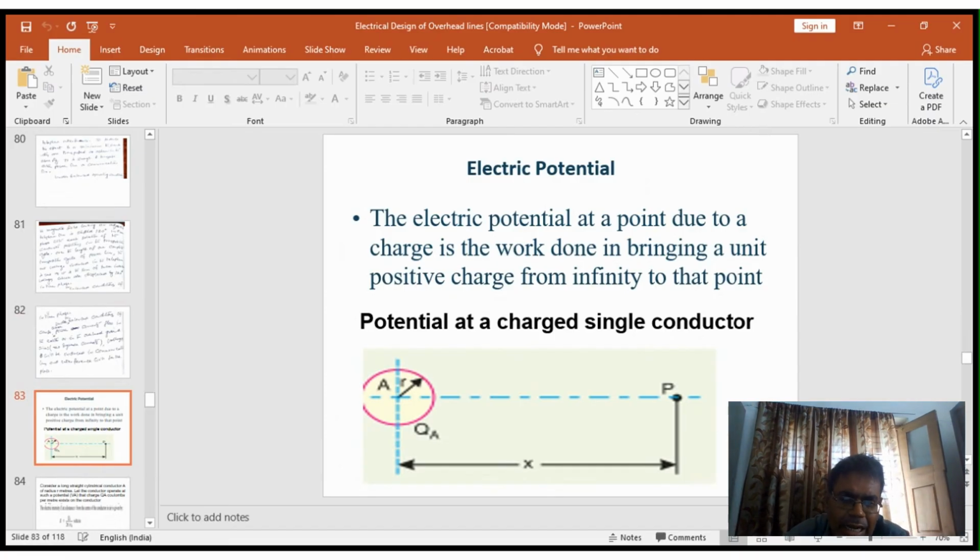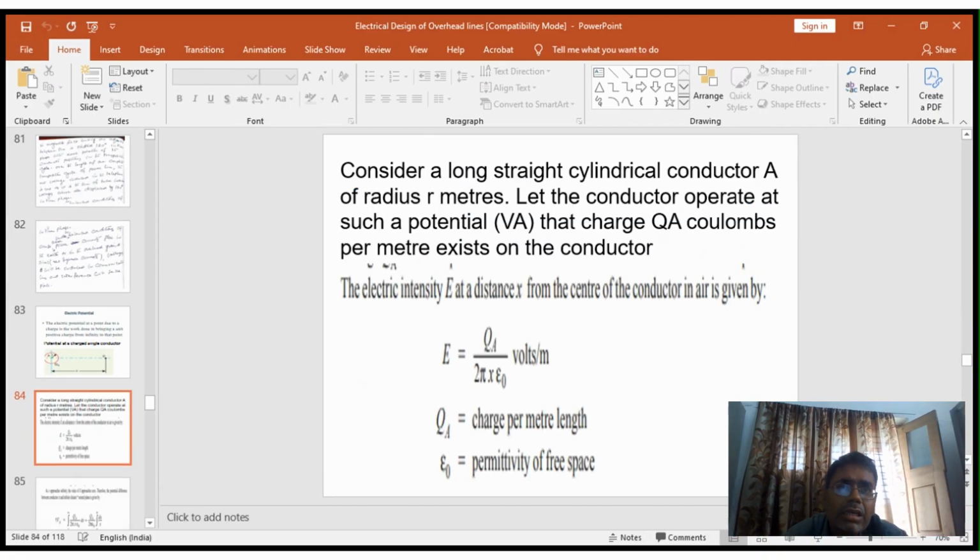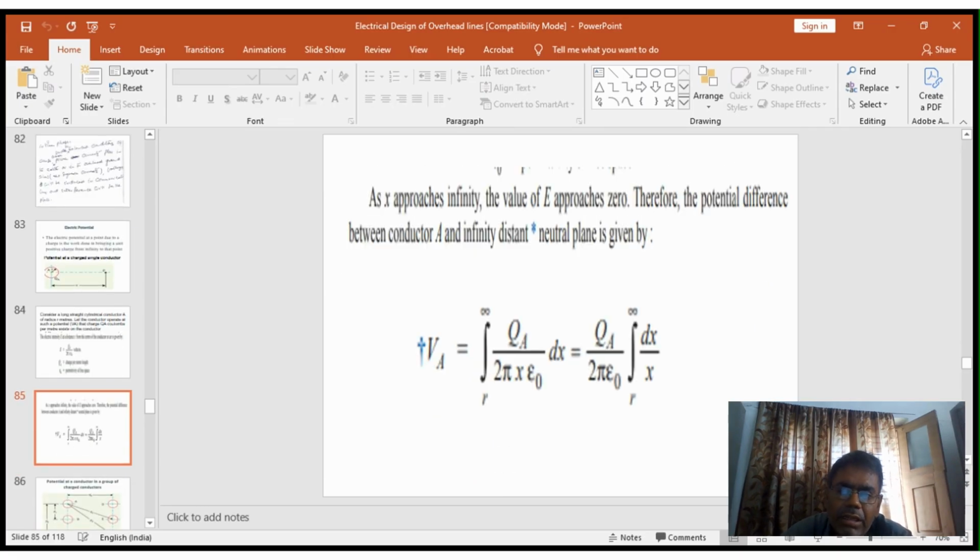Let us consider a single conductor at a distance of x from the axis. Charge on this conductor is qa. Then E is equal to qa divided by 2 pi x epsilon naught volts per meter. qa is the charge per unit length, and epsilon naught is the permittivity of free space. As x approaches infinity, E approaches 0 because x is in the denominator, which is inversely proportional to the field.